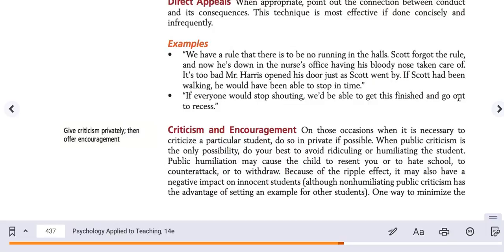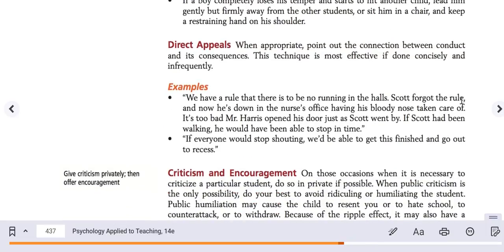Direct appeals. When appropriate, point out the connection between conduct and its consequences. This technique is most effective if done concisely and infrequently. We have a rule that there is to be no running in the halls. Scott forgot the rule, and now he's down in the nurse's office having his bloody nose taken care of. It's too bad Mr. Harris opened his door just as Scott went by. If Scott had been walking, he would have been able to stop in time. If everyone would stop shouting, we'd be able to get this finished and go out to recess.